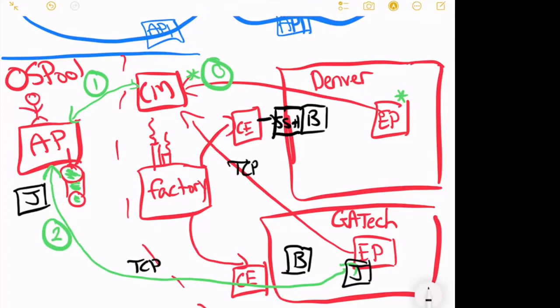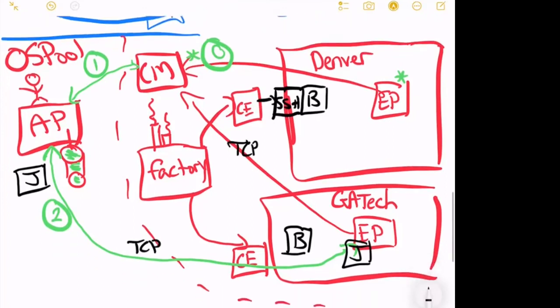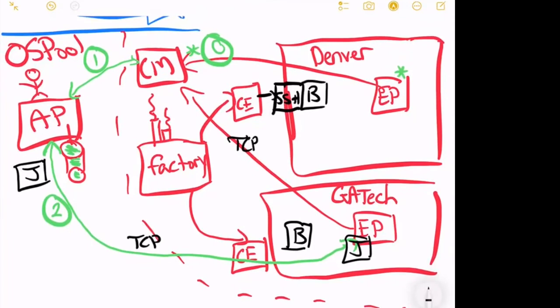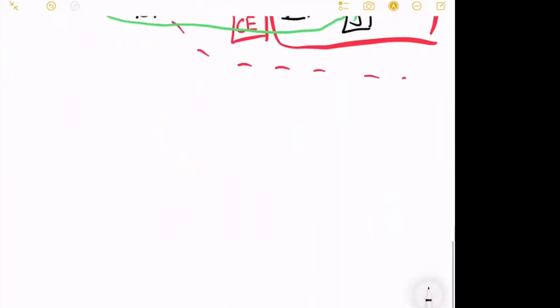Thank you. All right. So that diagram became busy quickly. Thanks to Georgia Tech and Denver for letting me use you as an example.